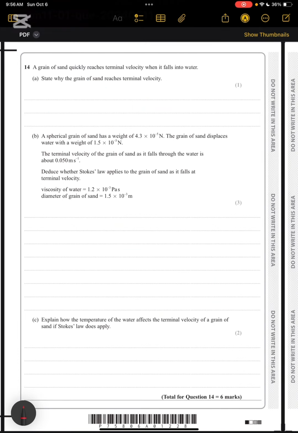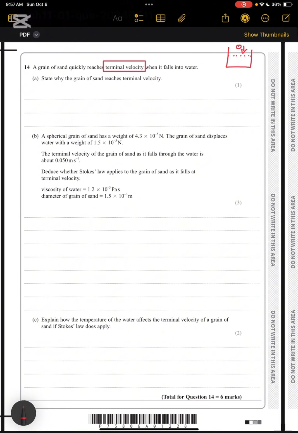In question number 14, they have said a grain of sand quickly reaches terminal velocity when it falls into water. So you can say that this is a tube where there is water and the grain of sand is falling into the water. So it has reached terminal velocity. Terminal velocity means its forces are balanced.